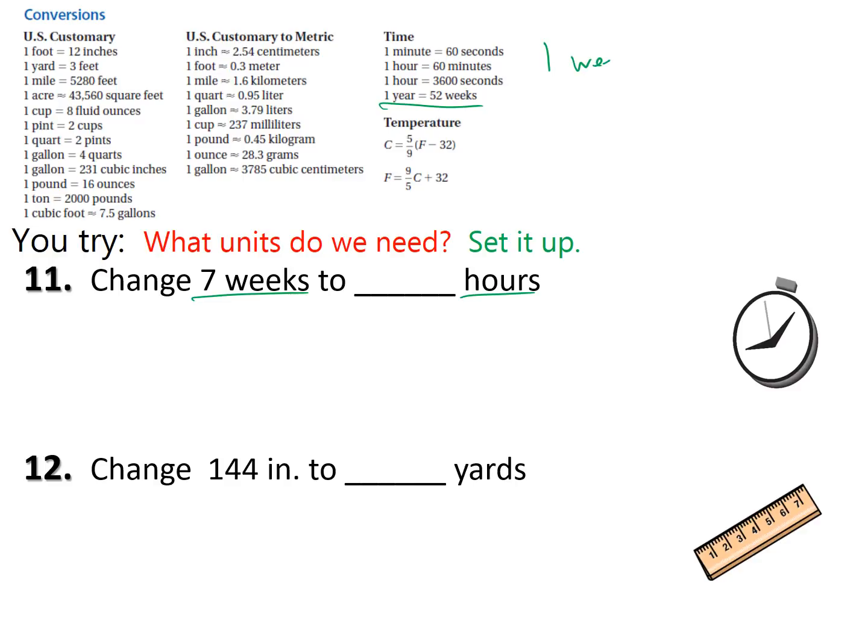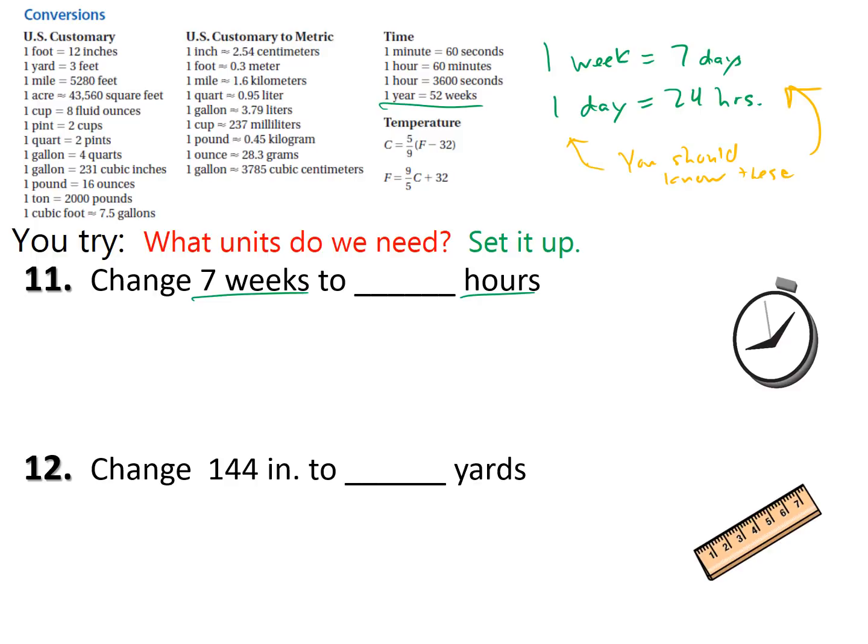So 1 week is equal to 7 days, and 1 day is equal to 24 hours. Now, you should mostly already know this, right? You should know these. But if you don't, now you have them written down.